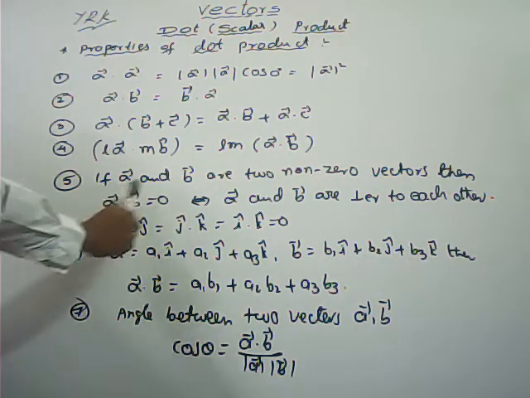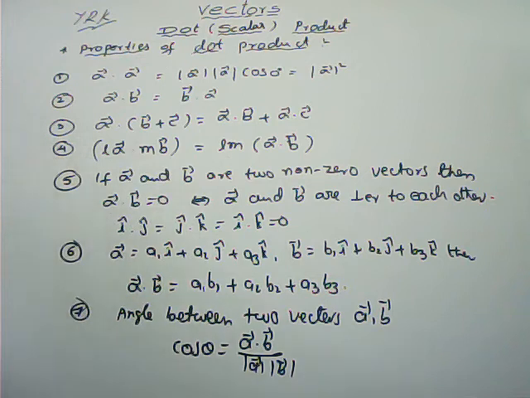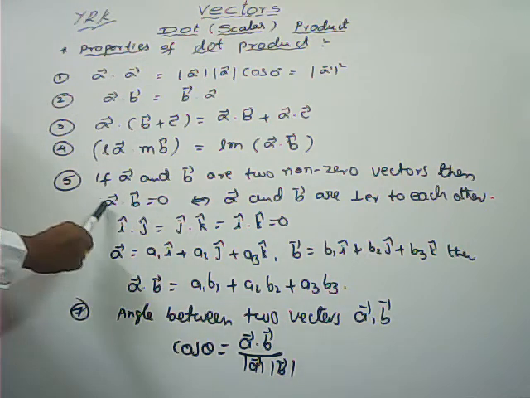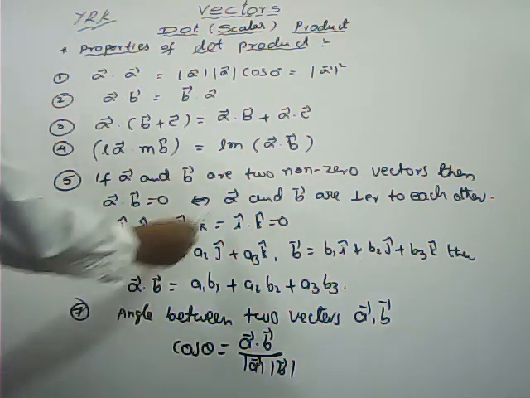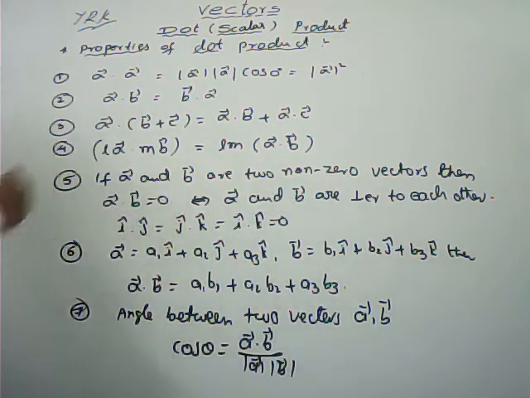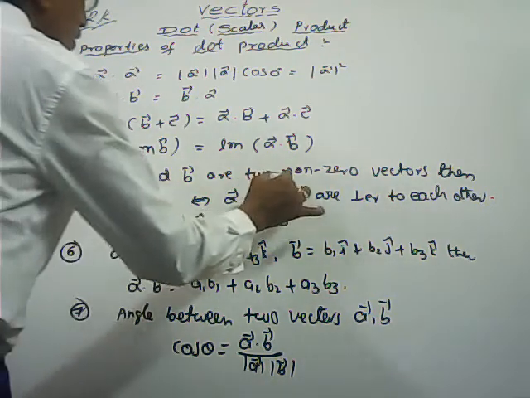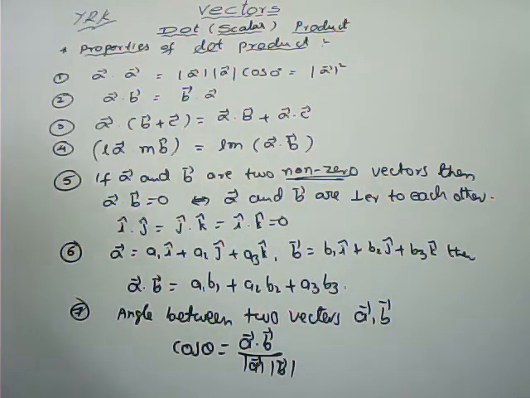Now a bar, b bar are two non-zero vectors, and the dot product of these two vectors is equal to 0 if and only if... Here two cases are there actually. If both are perpendicular vectors, then also a bar dot b bar equals 0, or if at least one of the vectors is a zero vector, then also. That's why I mentioned both are non-zero vectors. Both are non-zero vectors and the dot product equals 0, then both vectors are perpendicular to each other.